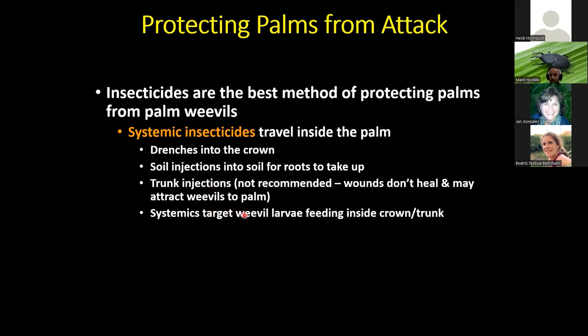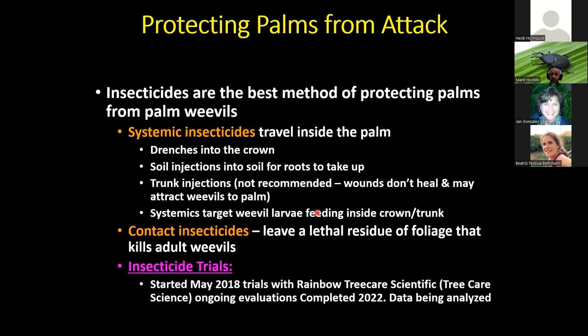So those systemics will move up and into the crown where they will aggregate, concentrate in the meristematic tissue, and kill the larvae that are feeding in that area. Contact insecticides can also be used. You'll spray the crown, and they'll leave a lethal residue on the foliage that will kill the adult weevils that are coming to those palm trees.